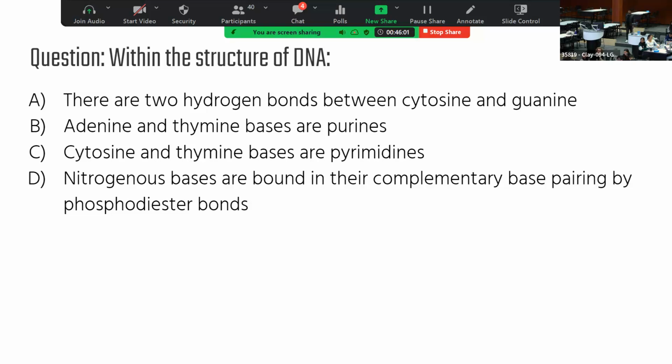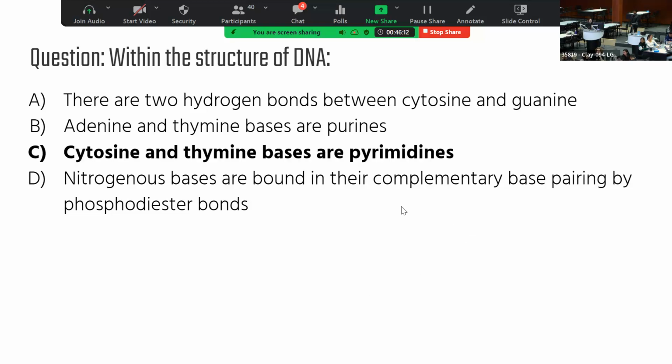C, yes, it is. So we should know here that we have 2 types of bases: pyrimidines and purines. So C there is the correct answer. We should know cytosine and thymine bases are pyrimidines, and that leaves adenine and guanine bases to be purines. How you can remember that is adenine, guanine, "all good," so they're pure, purines, which leaves cytosine and thymine to be pyrimidines. So why are the rest of them wrong?